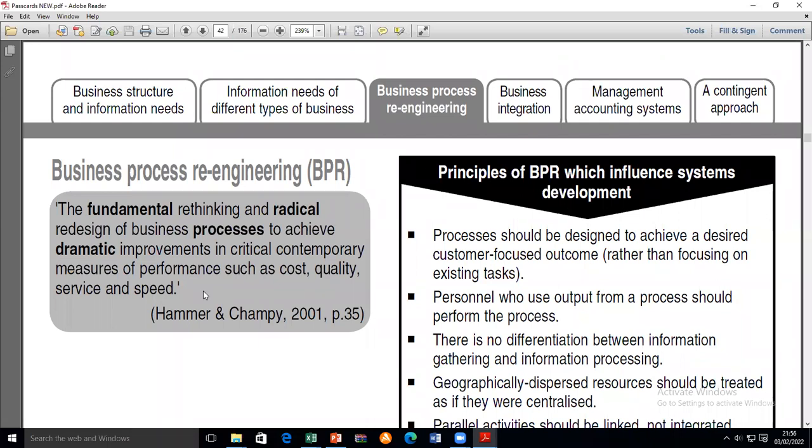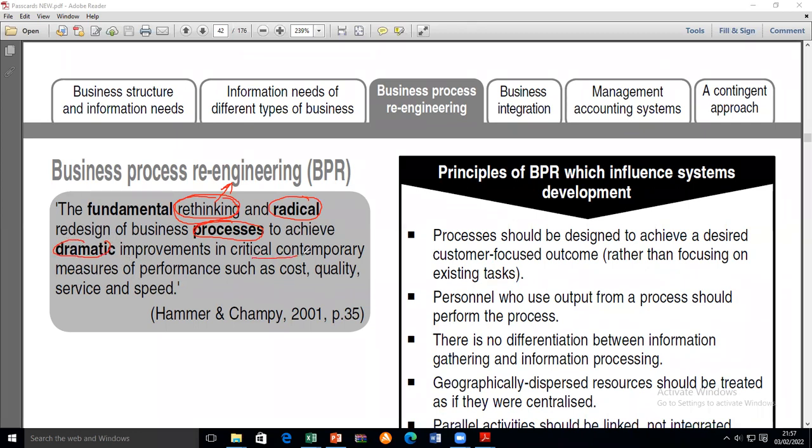The fundamental rethinking and radical redesign of business processes. So this is where we say we cannot accept the status quo. We must go back and check again. That's the thought of rethinking. And radical redesign. Radical means complete change. We're talking about transformation change of the business processes. But why do you do that? It's not out of fun, no. Because you want to achieve what? Big improvements.